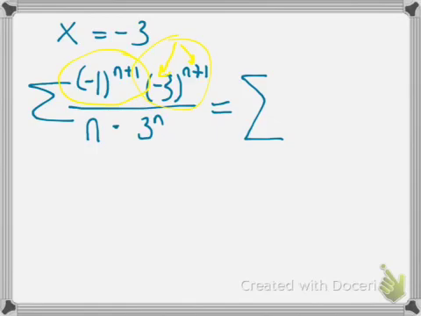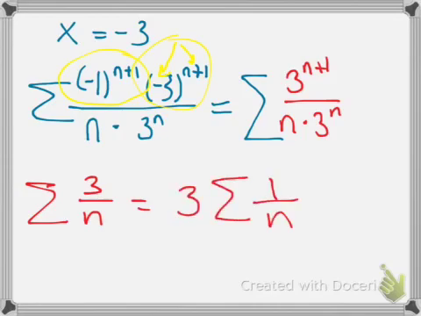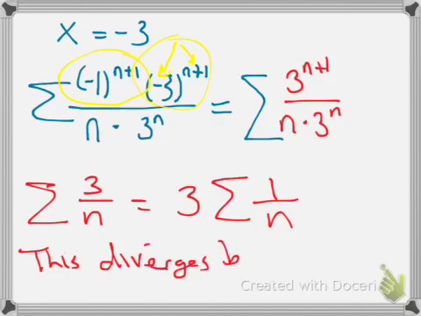And we're going to be left with 3 to the n plus 1 over n times 3 to the n, which we can simplify further. Because we cancel out most of the 3's, we're going to end up with 3 over n. Now we could factor out that 3 times 1 over n, and of course, we should all recognize this as the harmonic series. So we could say this diverges by comparison to the harmonic series.